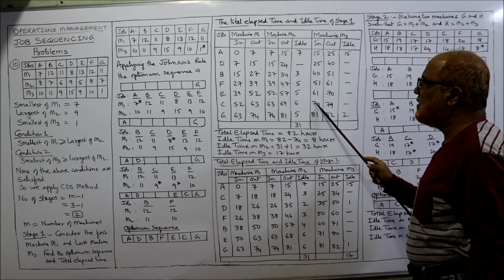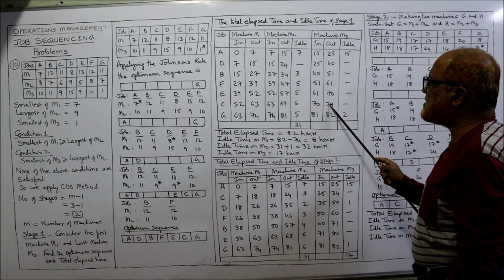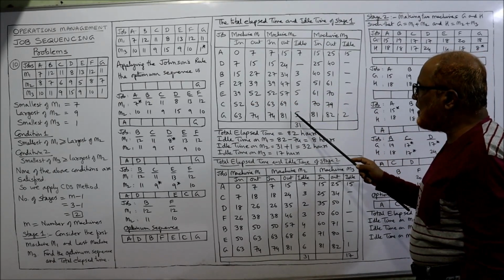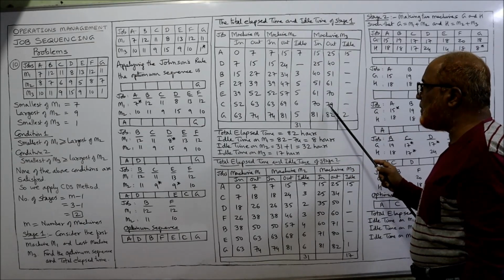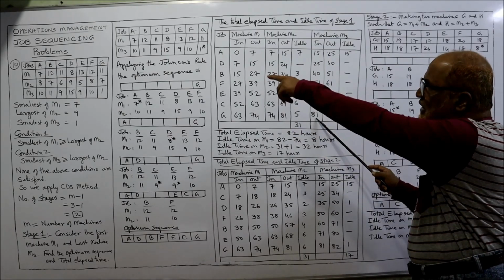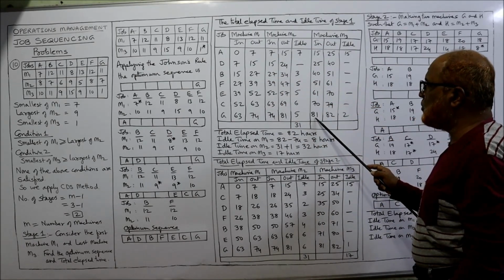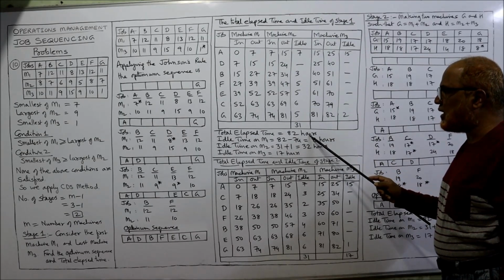70 is higher. Now what is CM3? It is 9. 70 plus 9, 79. 79 or 81. 81 is higher. So here 2 hours. 81 minus 79, 2 hours is the idle time. Now what is GM3? GM3 is 1. So 81 plus 1, 82. So total elapsed time is 82 hours.